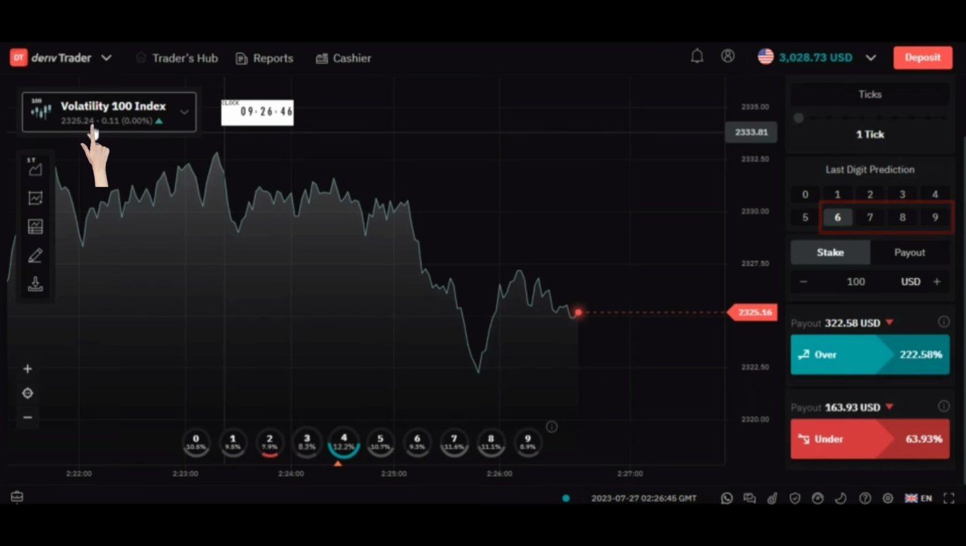Pay attention to the largest number, starting from the number 6, 7, 8 to the number 9. Come out at the end. In this strategy, it takes patience to find the best momentum to get more profits.